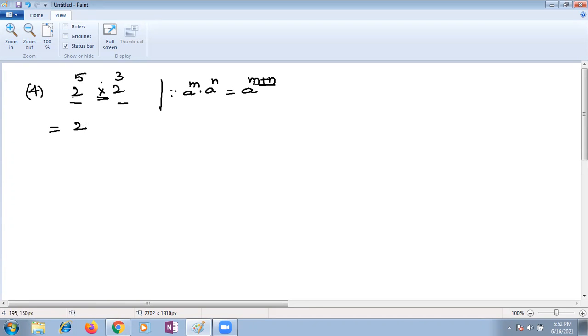Ma'am, it's nothing but 2 power 8. 2 power 5 plus 3, that is 5 plus 3, nothing but 2 raised to power 8. Yes, 2 raised to power 8. If they are asking to expand and evaluate the value, you can expand and evaluate also. But here we are only using the law and simplifying.